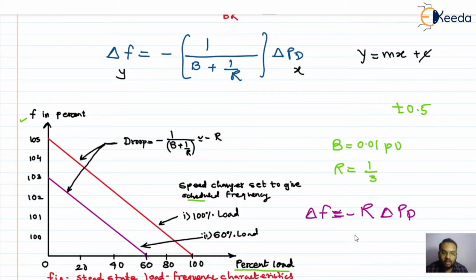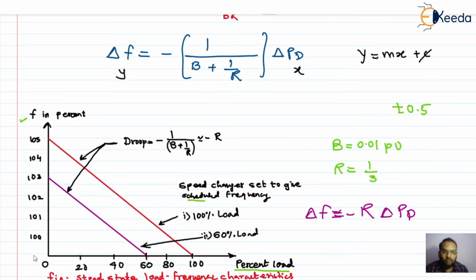Okay, this R is typically or practically so adjusted that it will not let the frequency go beyond plus or minus 5% for the change in the power demand. So this is what we get when the speed changer setting is fixed. We can see here, as the load is changing, the frequency is changing. But because of this R, the change in the frequency is not very high. The change is very small here because of this R.